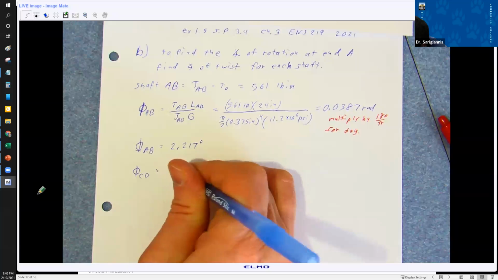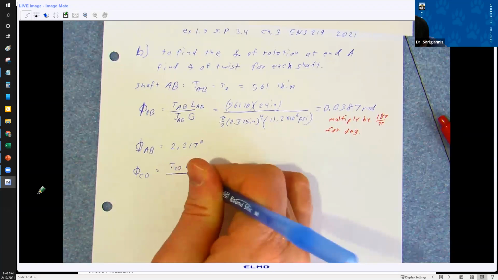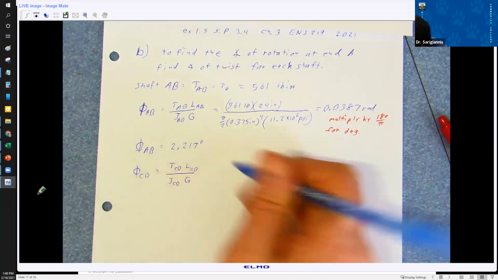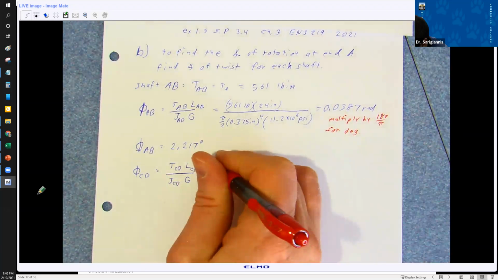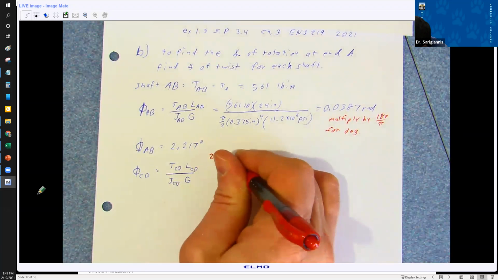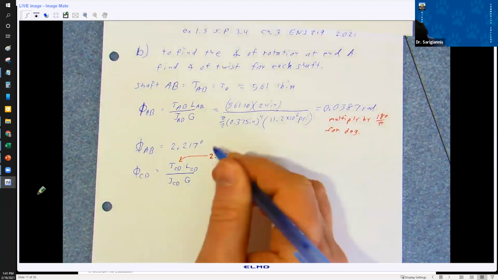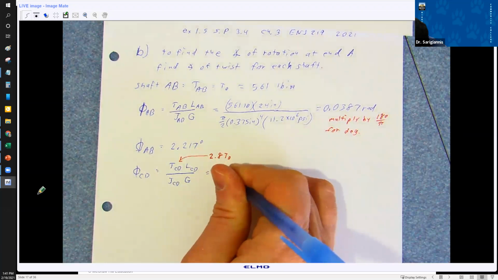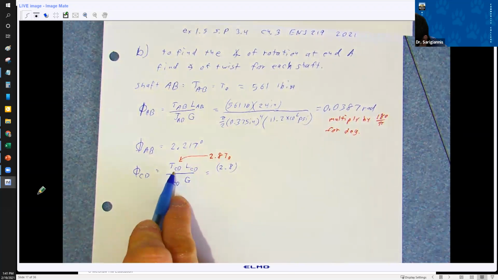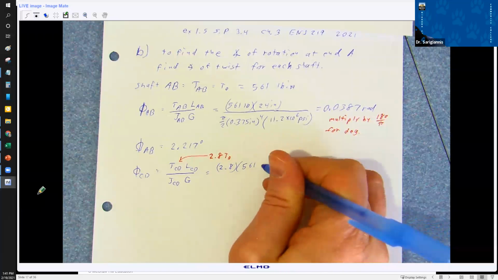This is also the torque CD. This is the length CD, and this is J CD, and G. Just remember, this is 2.8 T naught. I mean, I could have just written it here. I don't know why. So for up here, we've got 2.8 times the 561 pound-inch.